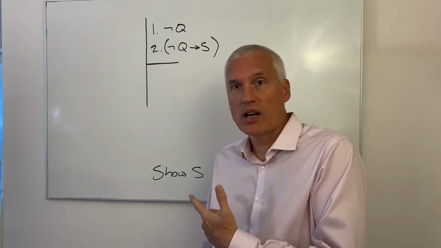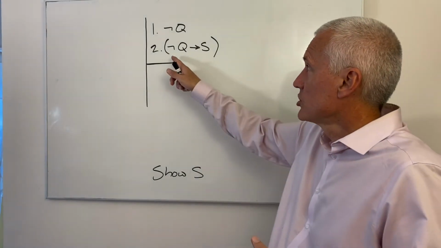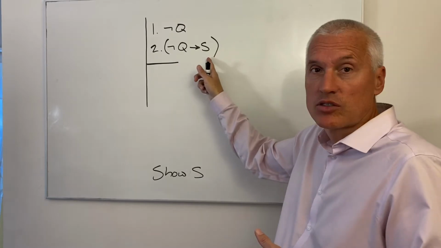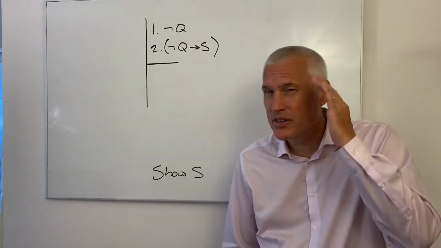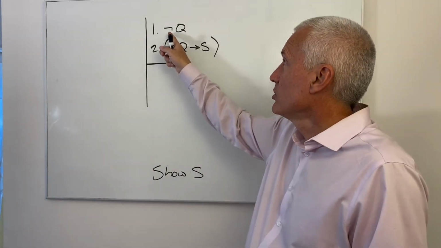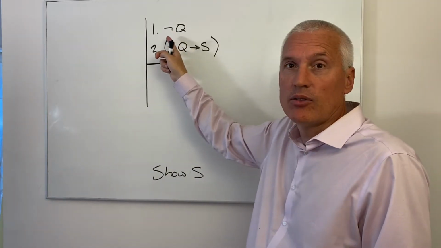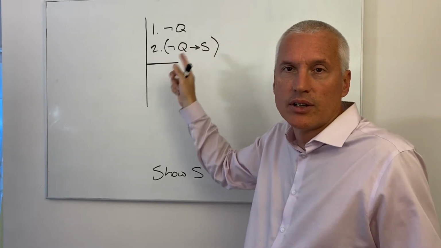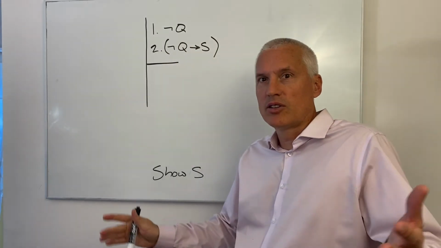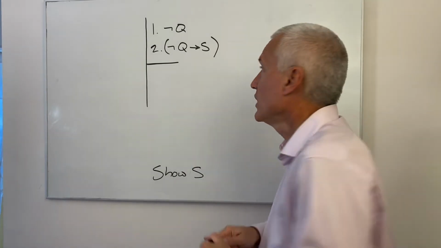So here's the first problem. It's pretty simple. There's a conditional. It says if Q is false, then S is true. And we have a premise, Q is false. I hope that if somebody were to come to you and say, it's not raining out, furthermore, if it's not raining out, then we can go to the movies, you would conclude, okay, we can go to the movies. And that's exactly what this inference says.